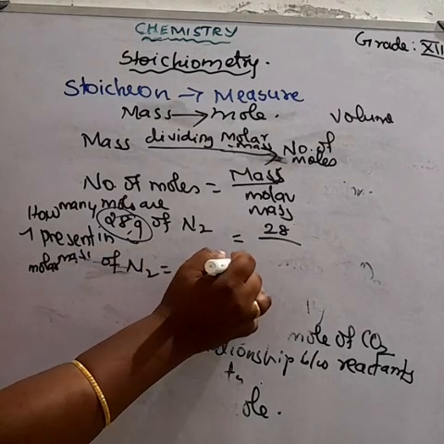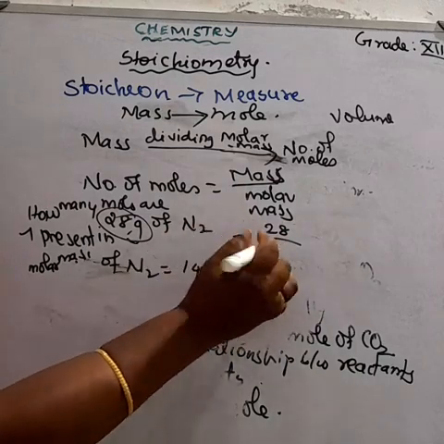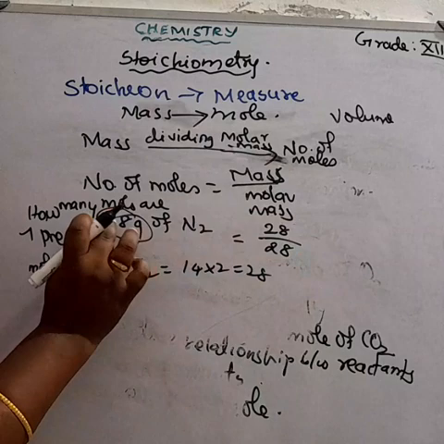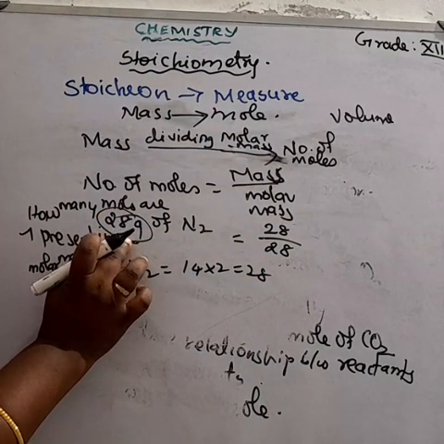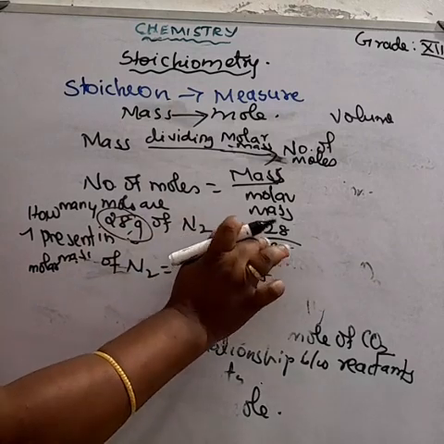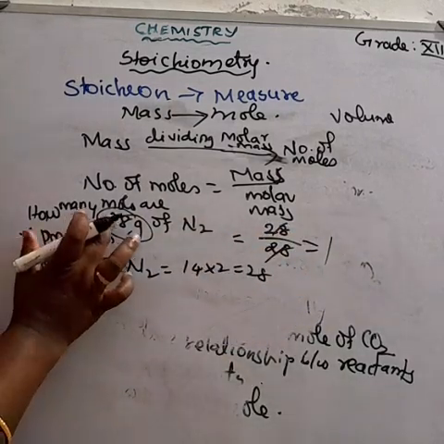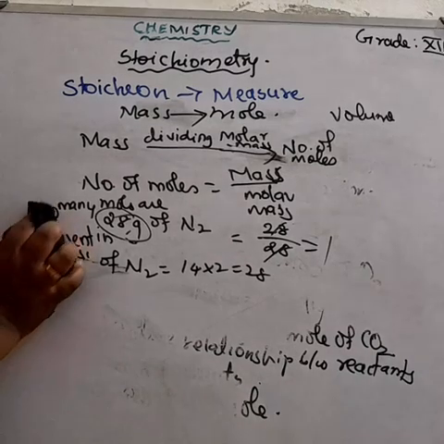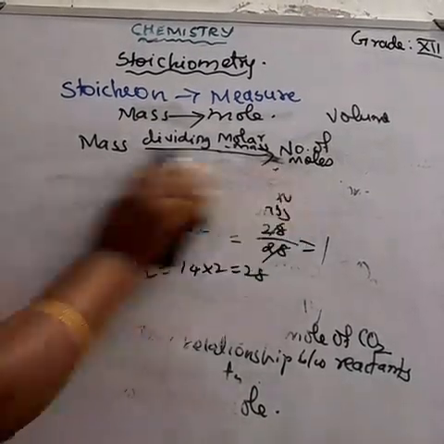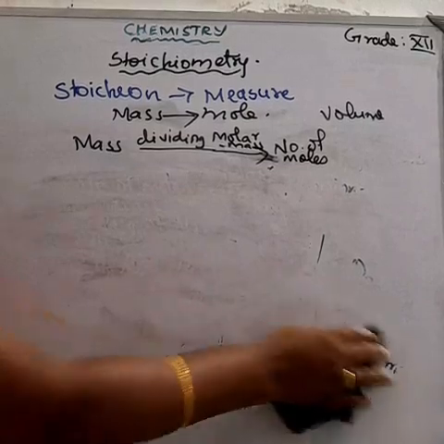So number of moles is equal to mass by molar mass. Here, how much mass is given? 28 gram. So 28 divided by 28, we get 1. So the number of moles here is 1. This is an example of interconversion: mass, number of moles, and volume can be interconverted.